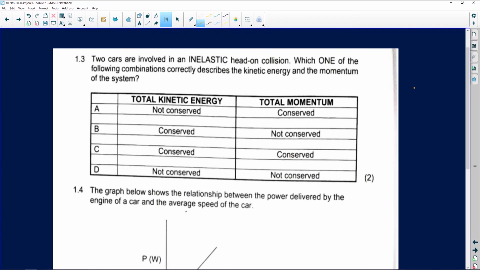Let's look at 1.3. We are told that two cars are involved in an elastic head-on collision. I actually want to explain elastic. Now, when we do the topic of momentum, we can calculate the total kinetic energy before and the total kinetic energy after. It's one of two things. The collisions can be elastic or they can be inelastic. When is the kinetic energy conserved and when is the kinetic energy not conserved?